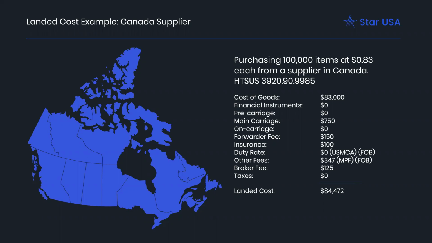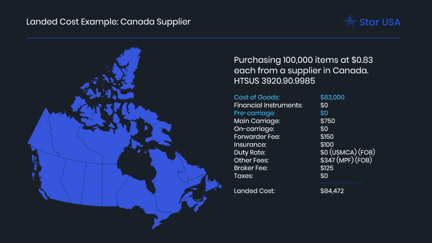Duty rate is going to be $0 because of USMCA. The duty rate is applied on an FOB basis. Other fees, we have a $347 MPF fee, which could be waived if the USMCA applies. And this is also calculated on an FOB basis, and a broker fee of $125. Taxes of $0. So you add all those things together and you get $84,472.